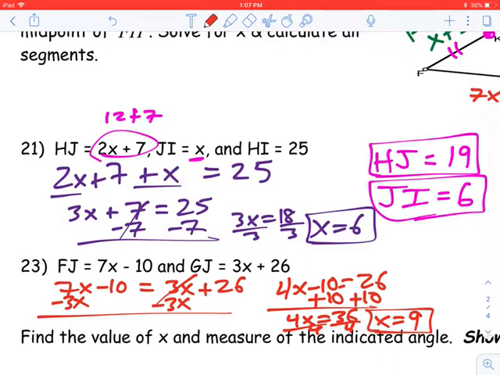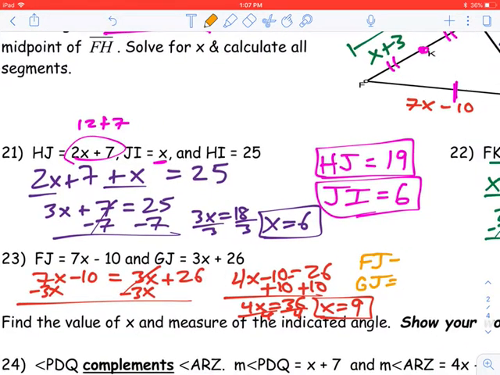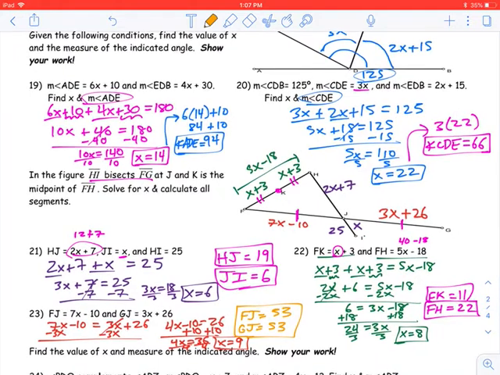And so, once again, now we go ahead and plug it back in to fj and gj. So fj is 9 times 7 is 63. 63 minus 10 is 53. So we should get the same thing. And when we plug in 9 to there, it's 27 plus 26, which is also 53. All right. So those are the first few there, and now we're to the bottom.